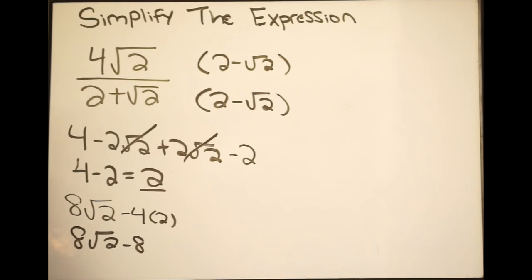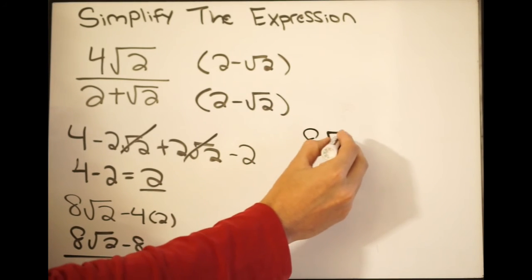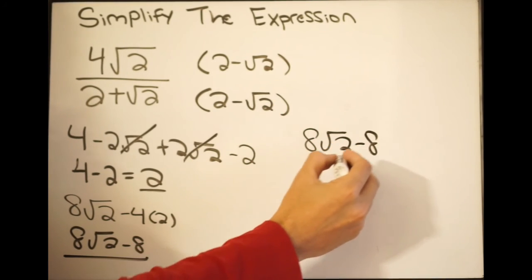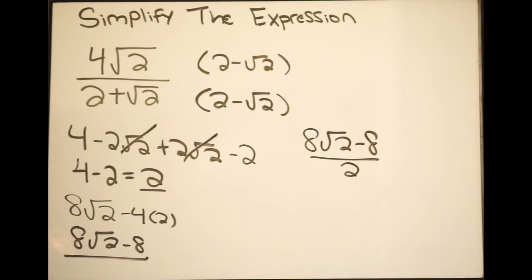So let's put this all together. This is my numerator. This is my denominator. Let's go ahead and rewrite it. So I get 8 square root of 2 minus 8. And this is all going to be over 2. And you could leave it like this, but we can actually simplify this down.